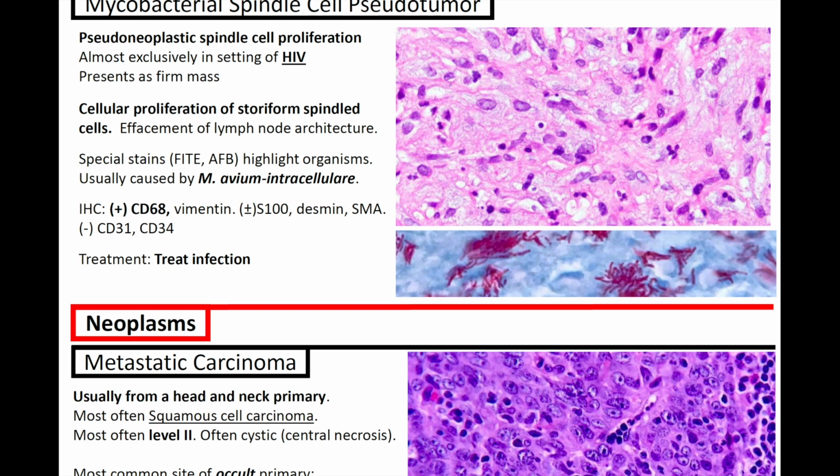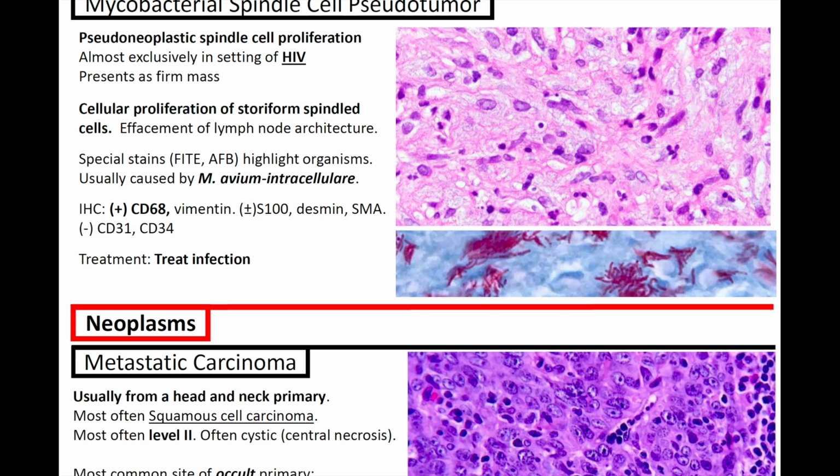So the special stains are the Fite, AFB, which highlight organisms, because it's a mycobacterial stain, usually caused by Mycobacterium avium intracellulare, which, as we all know, has an association with immunosuppression or HIV patients.